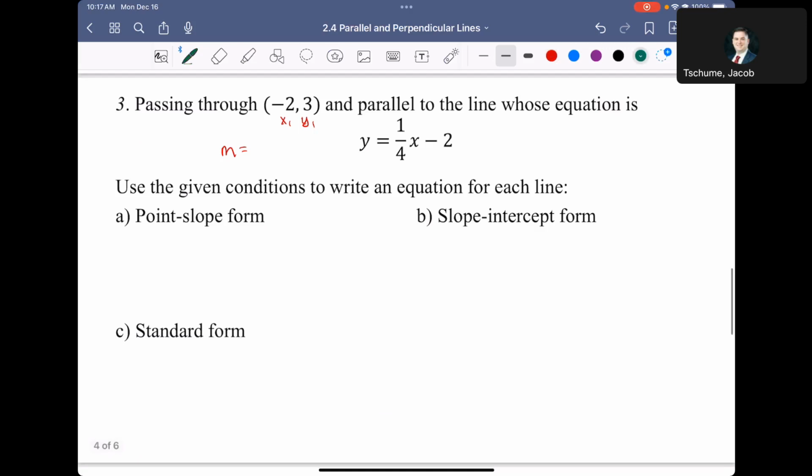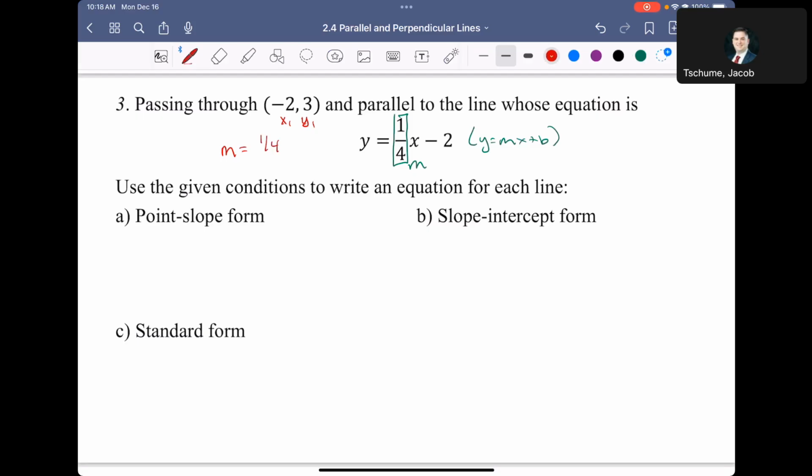And since this is already in slope intercept form, we can see the slope directly of this line based on the form. So looking at this line here, it has to have a slope of 1/4 based on the format. And since our line needs to be parallel to this line, as we just talked about, parallel lines have to have the exact same slope. So I know that our line must also have a slope of 1/4.